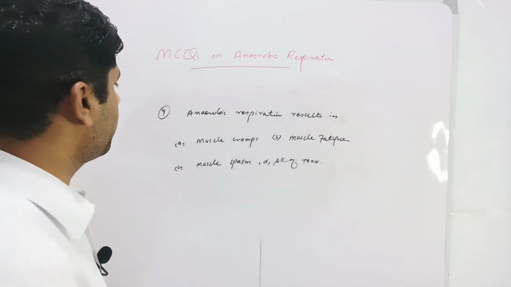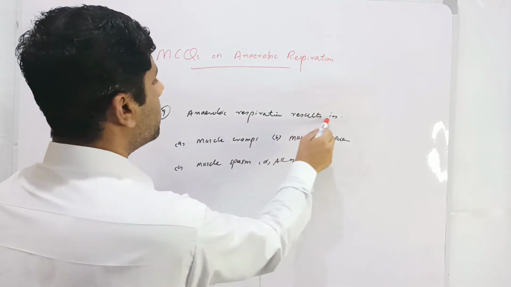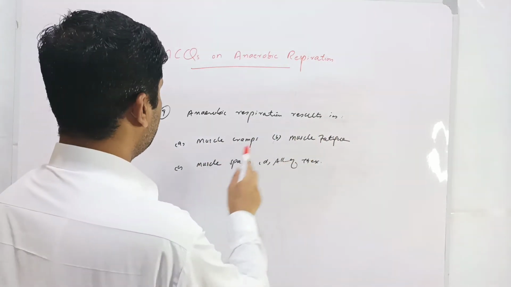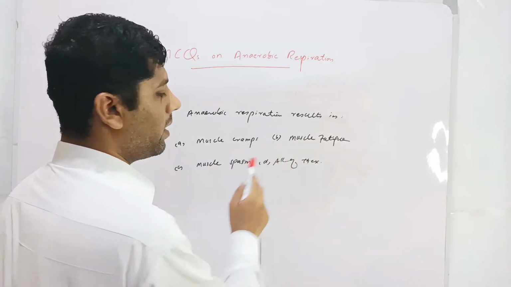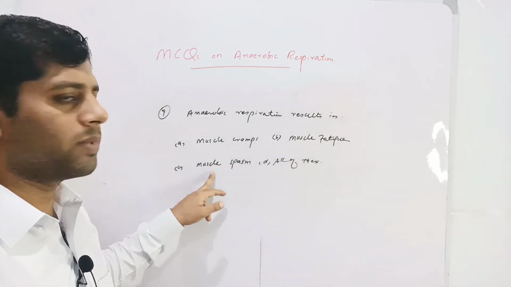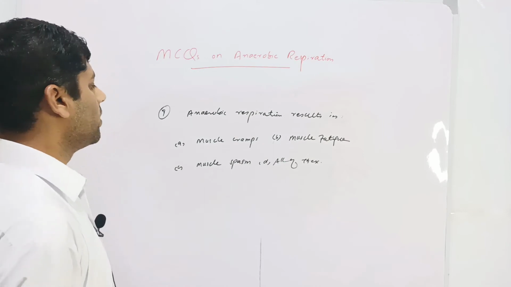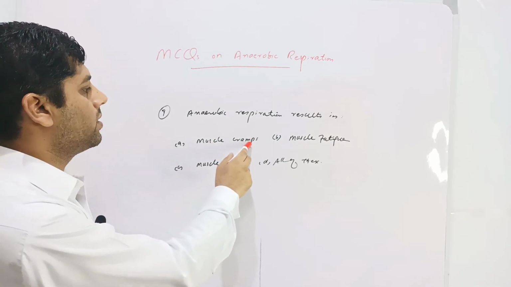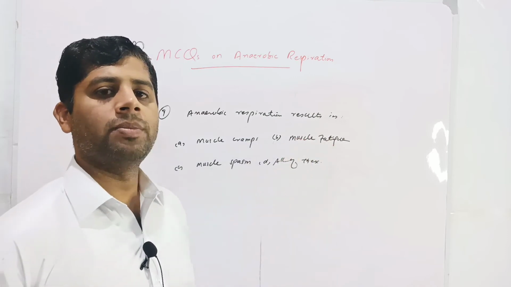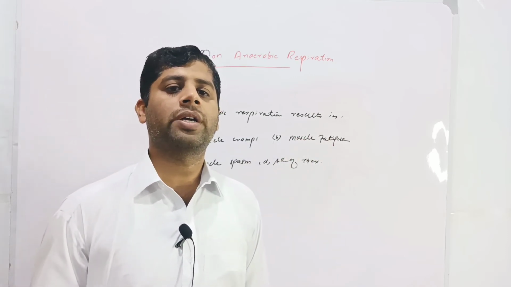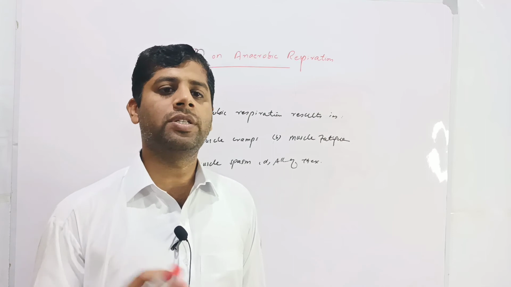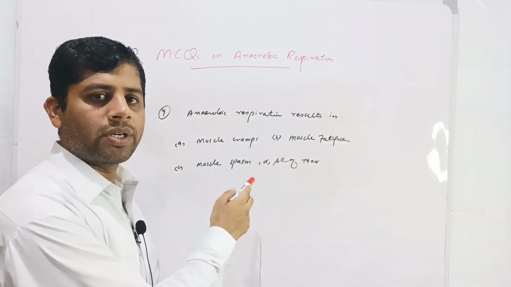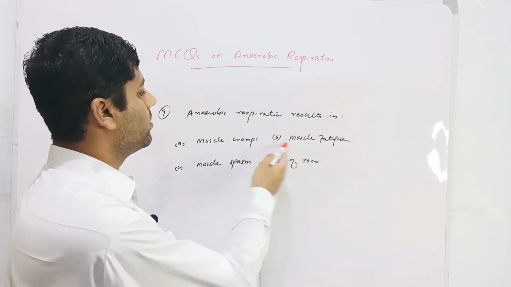Next question is, anaerobic respiration results in, given options are muscle cramps, muscle fatigue, muscle spasm, or all of these. These are the muscular disorders given in the options. Muscle cramps are involuntary contractions of the muscles. Muscle fatigue is when the muscles fail to respond or contract even though the stimulus is being received. Muscle spasm is again involuntary contraction of the muscles, and all of these are disorders.